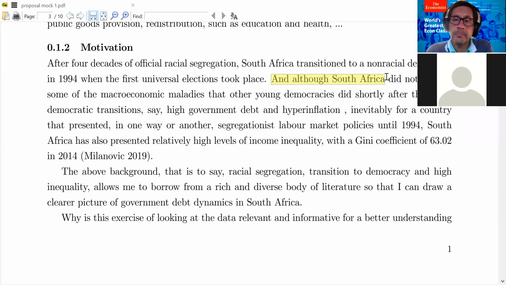And I think that's a kind of nice sentence, because there is a counterfactual here, right? And at this level, you always have to say, you are stating something. Although South Africa didn't present some of the macroeconomic maladies that other young democracies did shortly after their own democratic transition, that is to say, high government debt and hyperinflation, South Africa didn't have that.